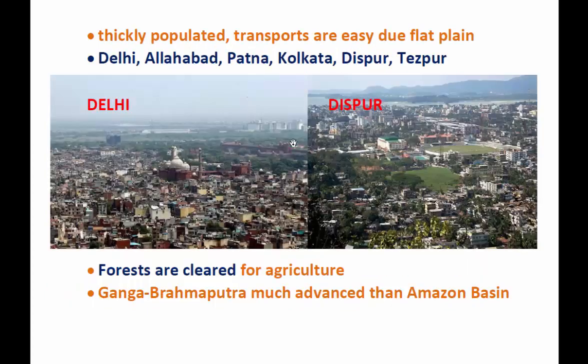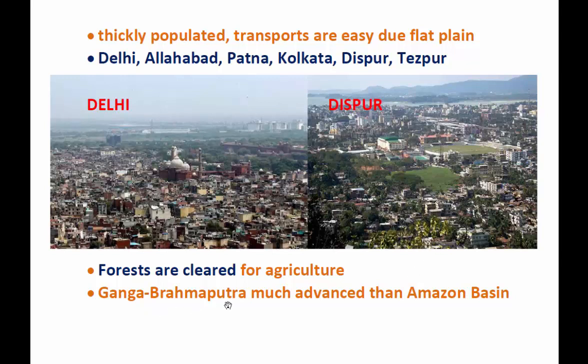These regions are usually very thickly populated. Transport is very easy because the area is a flat plain. Most of the important cities like Delhi, Allahabad, Patna, Kolkata, Dispur, Tezpur and all are located in this area. You can see from the picture an aerial view of Delhi. Another one is Dispur in Assam. Most of the forests have been cleared for agricultural purposes and because of the increase of population in this area.